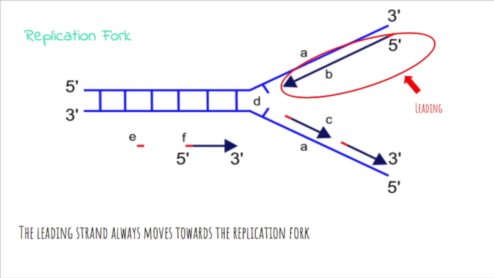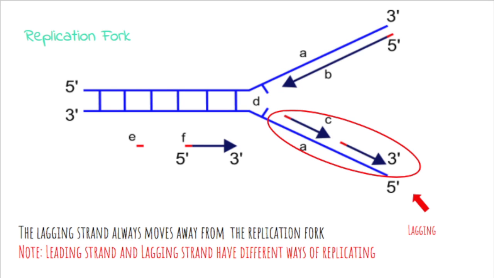The way the arrows point, either towards DNA or away from DNA, is the way that they will make their base pairings with the other parts of the DNA. So here the 5 to 3 strand is a leading strand, and the leading strand will always move toward the replication fork. The 3 to 5 strand is the lagging strand, and will always move away from the replication fork. Note that the lagging strand has the Okazaki fragments, which is why there are 2 arrows instead of 1. Also note that leading strand and lagging strand have different ways of replicating.